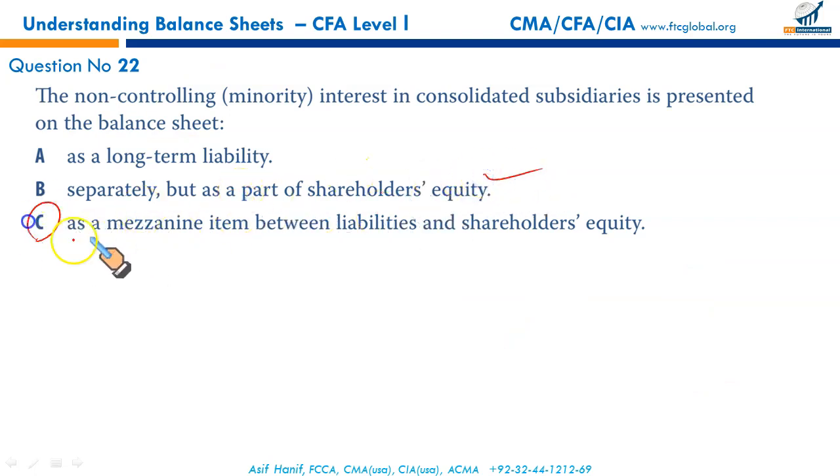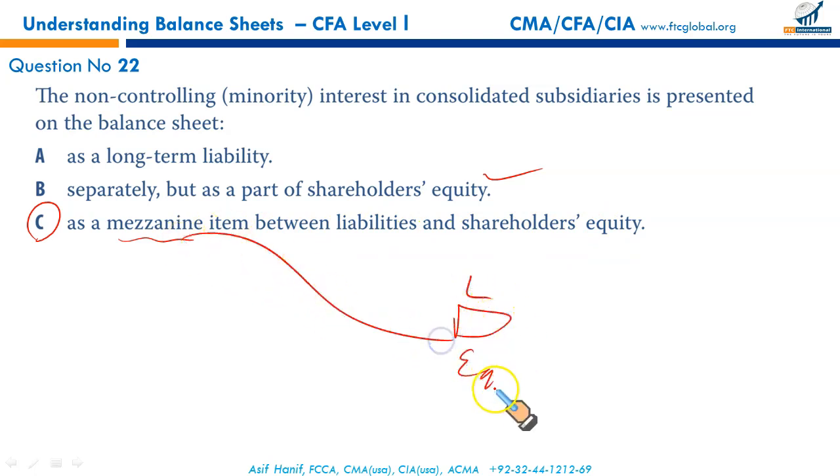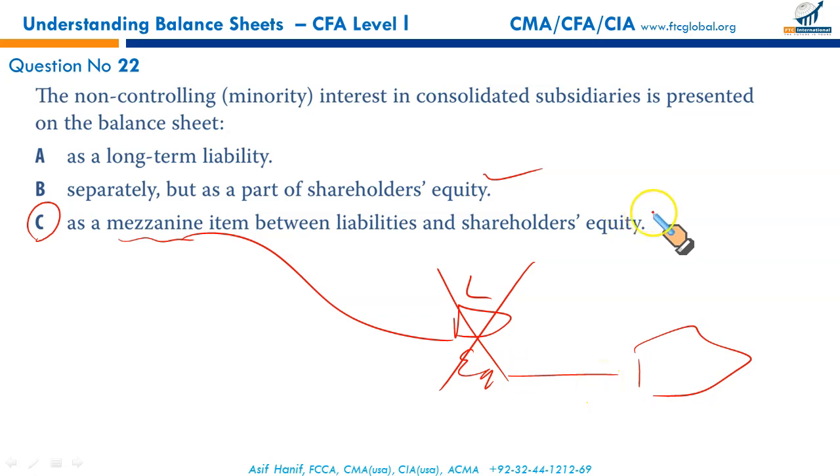Now this is a little twisted. Most of you will click because the word looks good: "as a mezzanine item between liabilities and shareholders' equity." That's something between liabilities and equity. Absolutely wrong. It is reported as a part of equity within the statement of change in equity. So this is the wrong statement. The correct one is B.